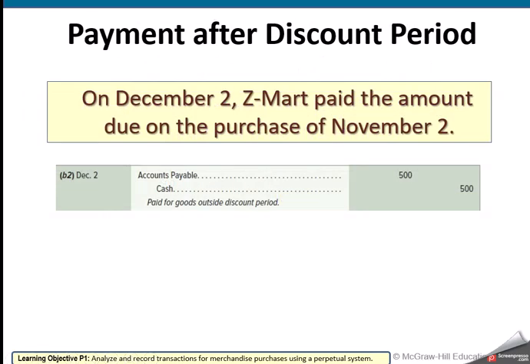Now, if we didn't pay in the 10 days, so say we don't want to borrow the money and we don't have the cash available, we're going to take it out to the last day that we can pay it, and then we will pay it and debit our accounts payable and credit our cash. And again, that reduces our liability and reduces our cash accordingly.